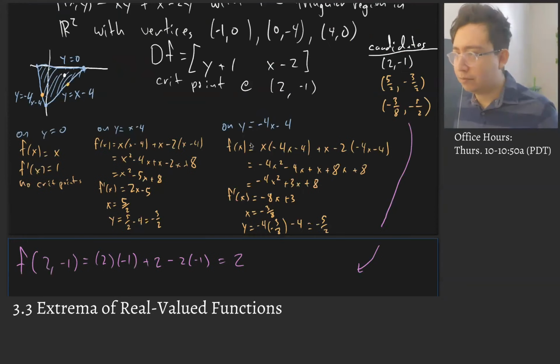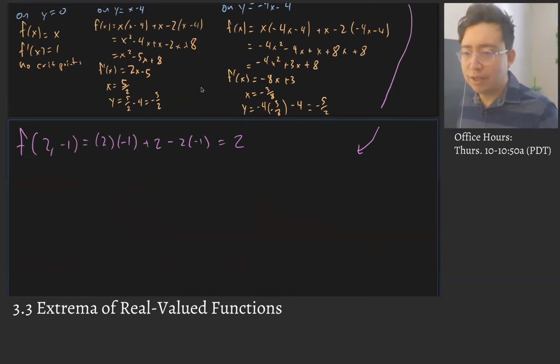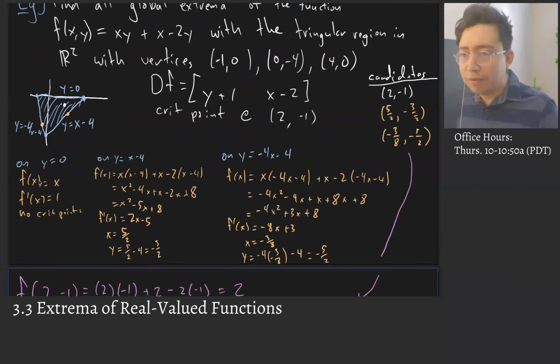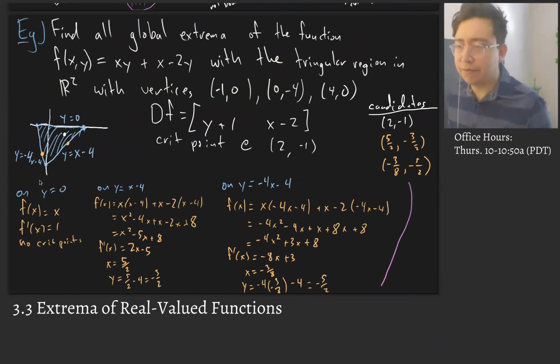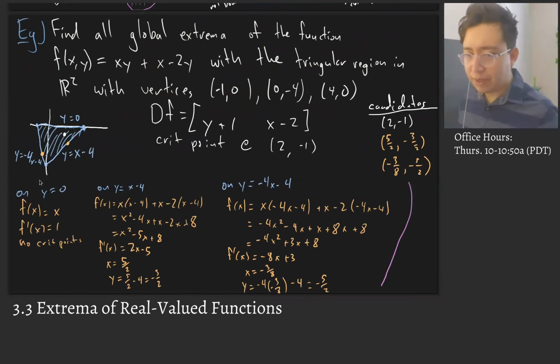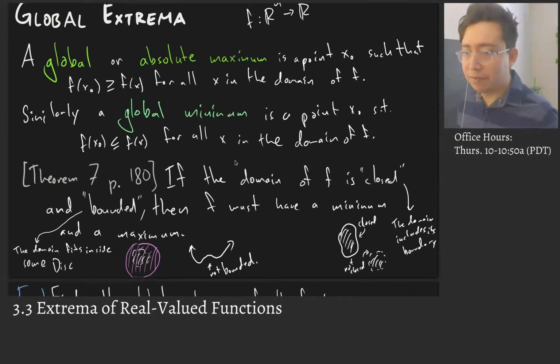Okay. And then we're just going to plug in all of these into this function and see which one's the biggest and which one's the smallest. What we've done so far is we've said, okay, if there's going to be a maximum or a minimum, in other words, if there's going to be an extremum, it's either going to be at a critical point of this original function, or it's going to be somewhere along the boundary. Those are the only two options. That's basically what all of this was saying.